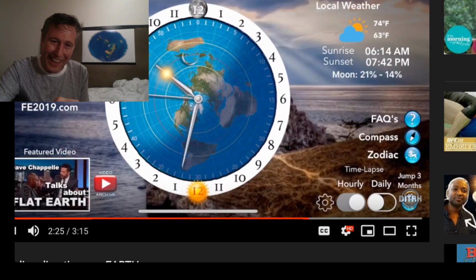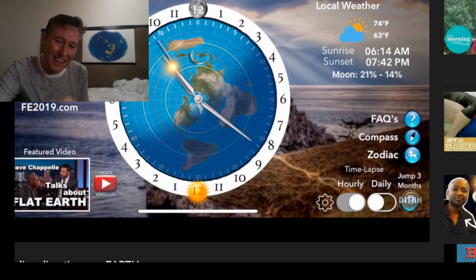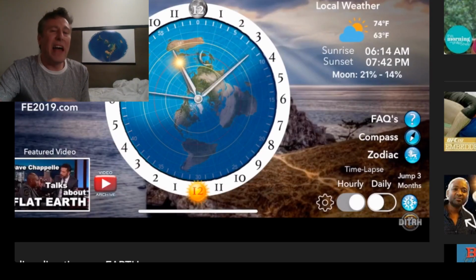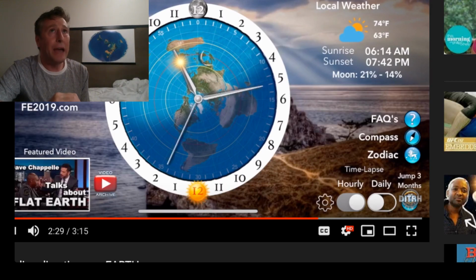Deniers claim we don't have an accurate flat Earth map. That's right. You do not have an accurate flat Earth map. You don't have an accurate flat Earth map. There is an accurate flat Earth map. I have it. Many other people have it. There is one there.